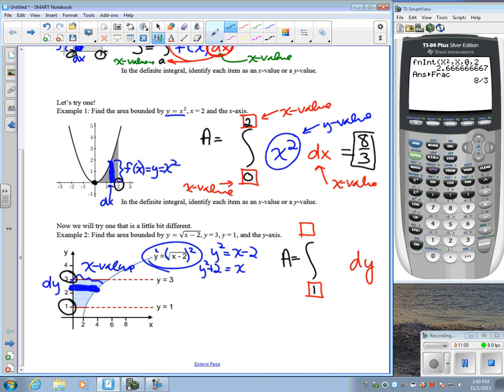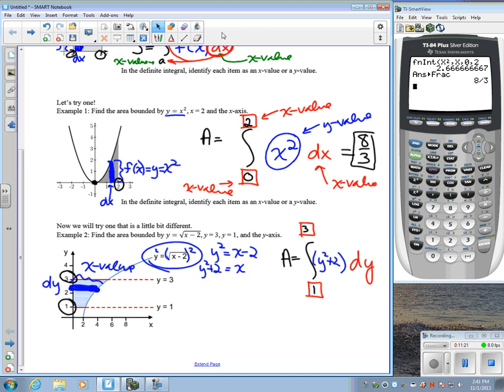I start at y is 1 and I go to y is 3. And then I have the width of my rectangle, it's dy. I need to now multiply by the height, which is y squared plus 2. So this is the definite integral to represent what the area of this will be.